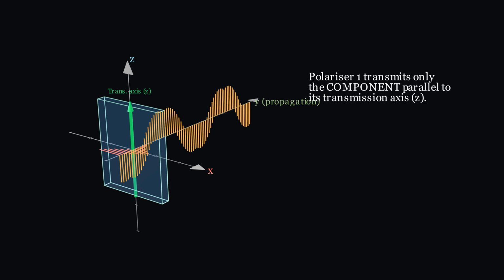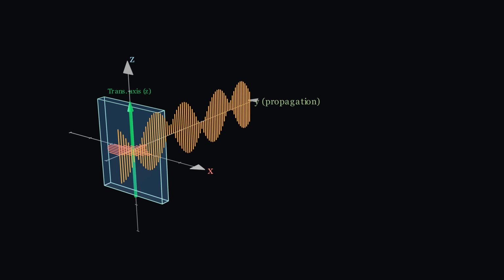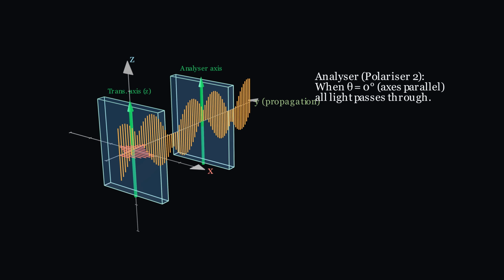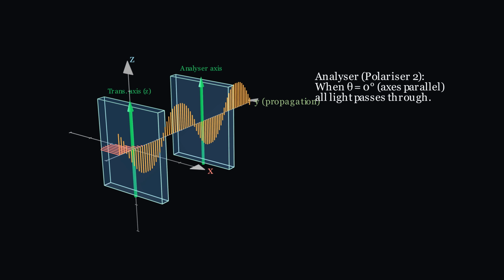Next we add a second polarizer, called the Analyser. When the two transmission axes are parallel, θ equals 0, and all the light passes through. With axes aligned, the transmitted beam remains unchanged downstream.